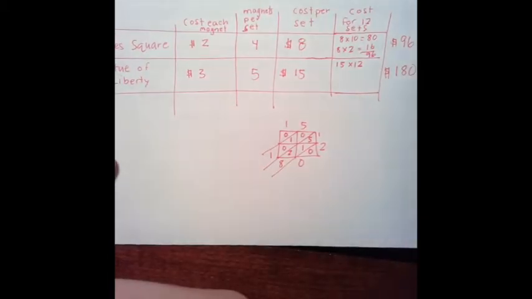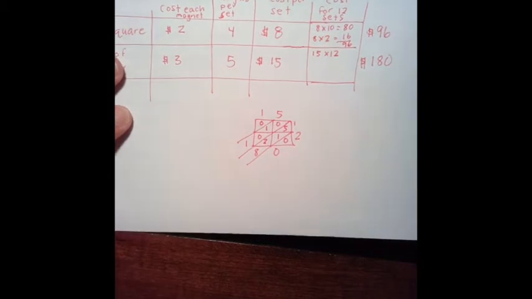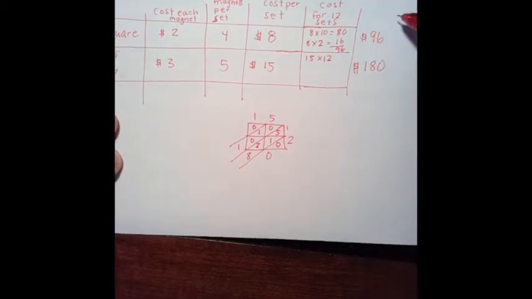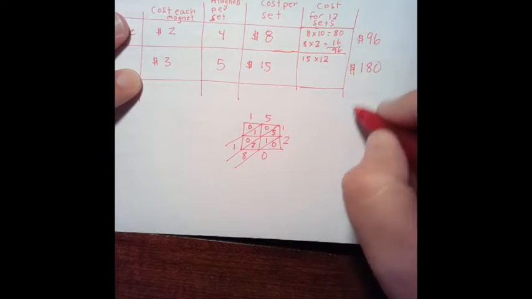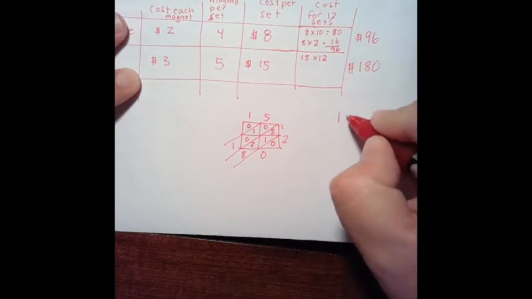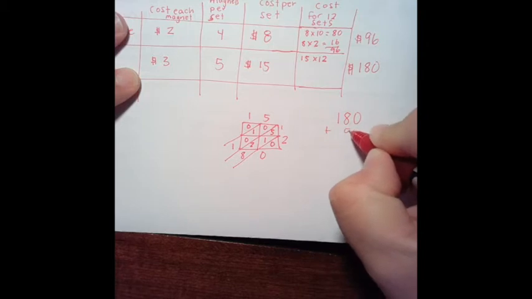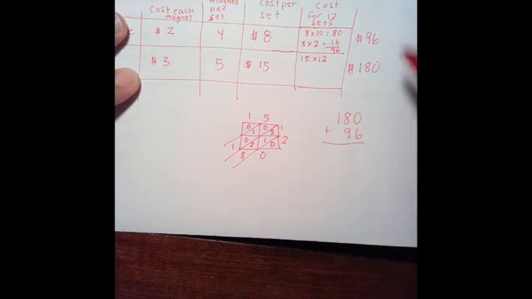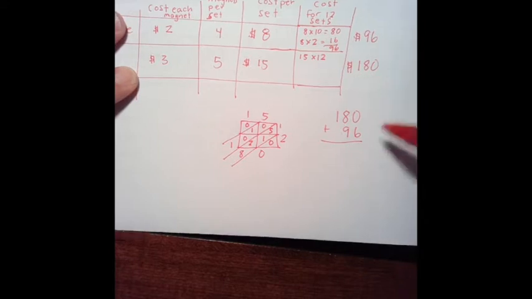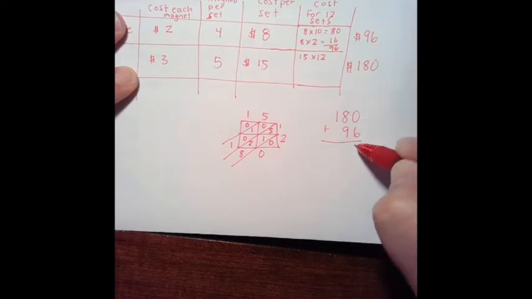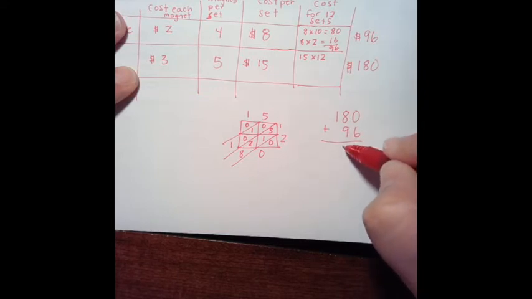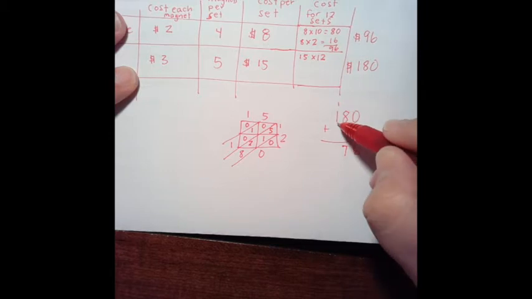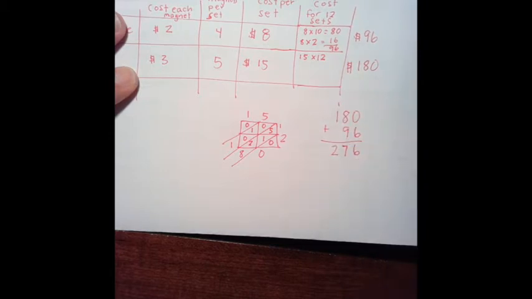Okay, so now how much is he going to pay for everything all together? Well, you got to add what it costs for the Times Square magnets to the cost of the Statue of Liberty magnets. Okay, so I'm going to rewrite it down here, stack them. So 180 plus 96. And I did that because they weren't lined up nicely up here. So 0 plus 6 is 6. 8 plus 9, 17. Carry the 1. 1 plus 1 is 2. So it's $276.